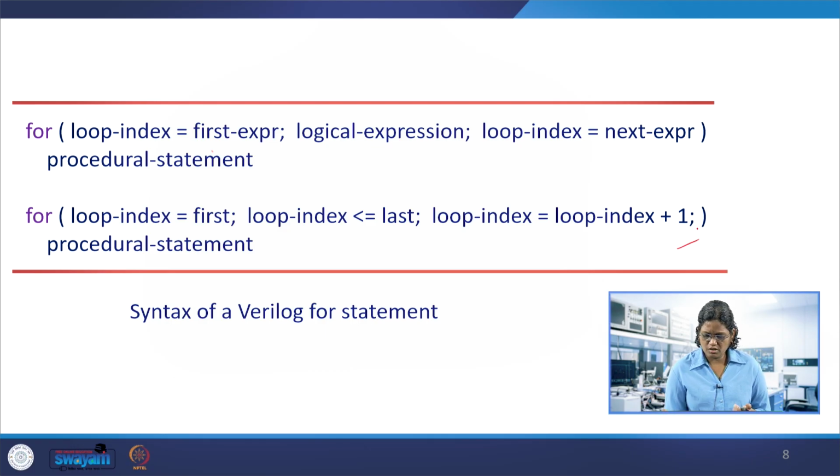Okay, so this is another format. In practice we usually use loop index equal to first, loop index less than or equal to last, where the first can be 0, and the last will be 255 or 127 or 128, whatever, and the loop index will be increased by plus 1, or it can be 2 also, or any number. If it is not 1, this can fit in here as well. So these are the two formats used.